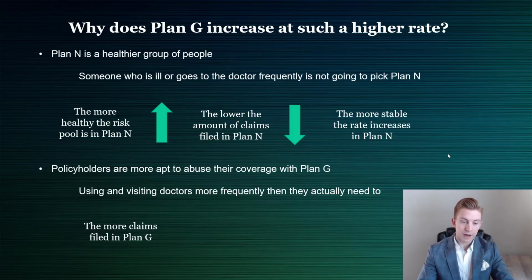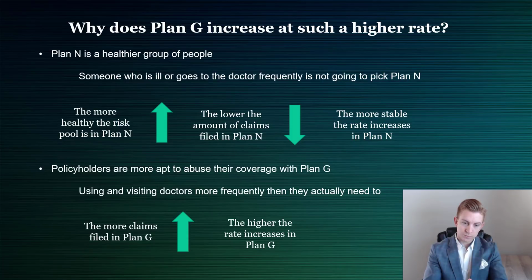So with Plan G, you'll find that there are more claims filed on that plan. And the more claims that are filed for the group of folks, for the risk pool, the higher the rate increases become on the Plan G. And that's why you see that difference in what I had put in that graph, 10% and 5%. That's what the industry standards are today.